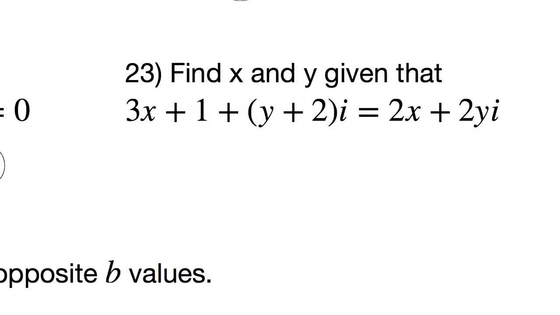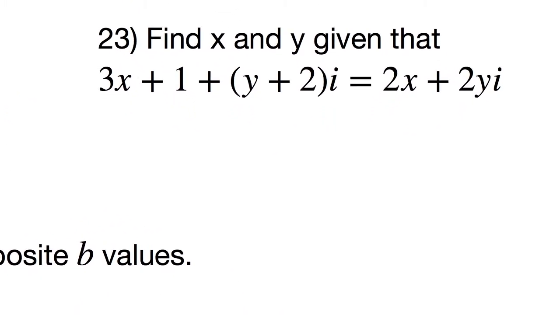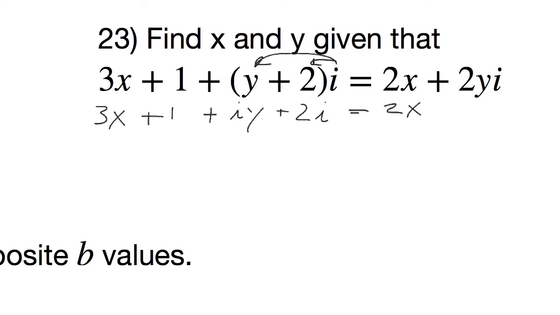Find x and y given that this whole crazy mess has got to be true. Well, what I can do is distribute. I think that might be a good first step. And we get 3x plus 1 plus iy plus 2i is equal to 2x plus 2yi. I'm going to just move everything over to the other side to help combine like terms.